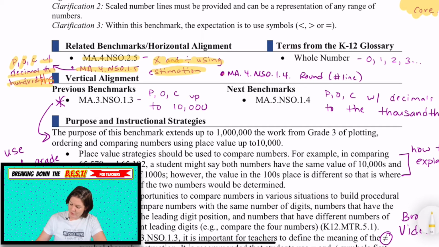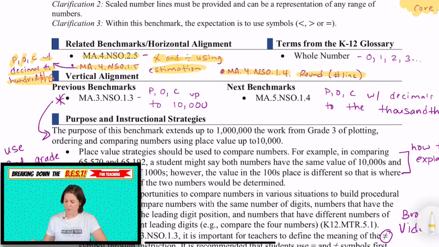Okay. I also jotted down this standard, 4.NSO.1.4, which is our rounding, and we're using a number line there too. So I just made this a horizontal alignment because we are rounding and we are using where we plot our points to show if it's closer to one side or the other. It's similar in that way.